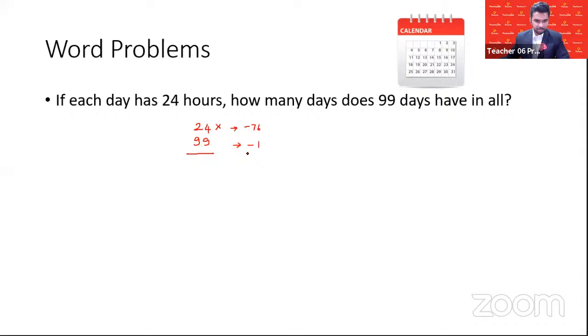99 is minus 1. We are allowed two-digit numbers on the right-hand side. So you can write 76 as it is. 76 into 1. The other number is 24 minus 1, cross addition. 24 minus 1, that is 23. So there are 2376 hours in 99 days. You could also have done another method. You could have done 24 into 100 minus 1, which is 2400 minus 24. Again, you will have received the same answer.